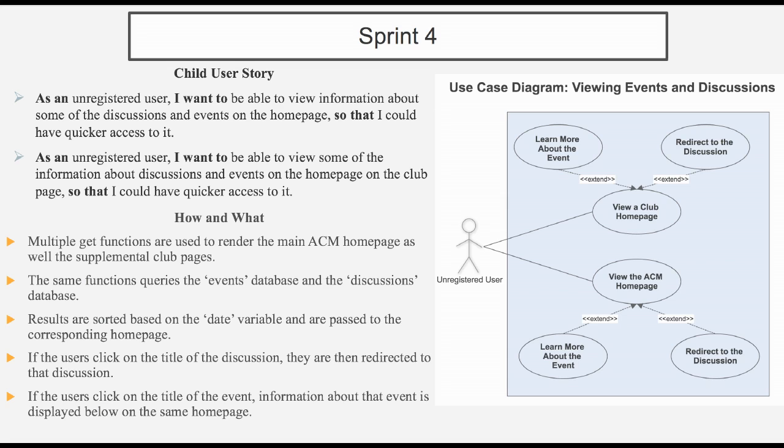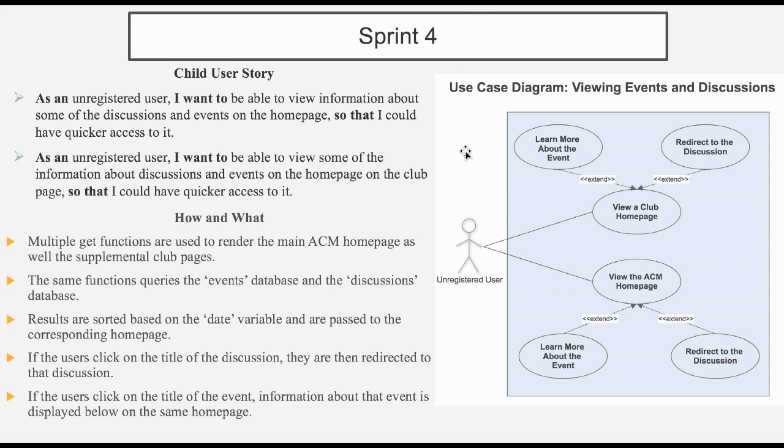How and what? Multiple get functions are used to render the main ACM homepage as well as the supplemental club pages. The same functions query the events database and the discussions database. The results are sorted based on the date variable and are passed to the corresponding homepage. If the user clicks on the title of a discussion, they are then redirected to that discussion. If the user clicks on the title of the event, information about that event is displayed below on the same homepage.